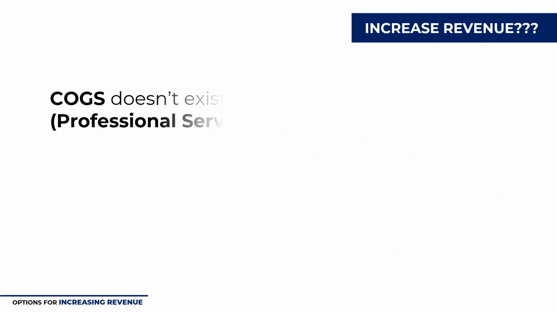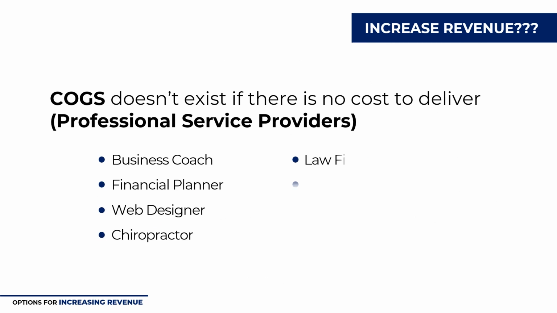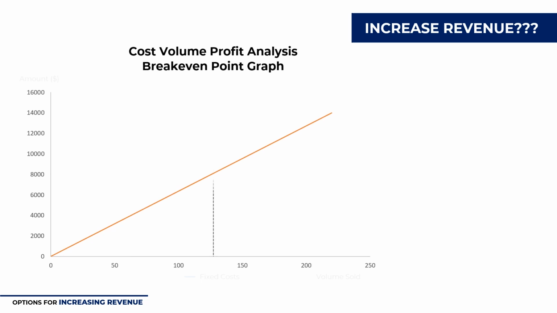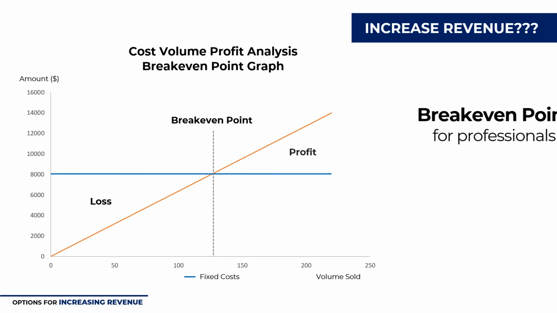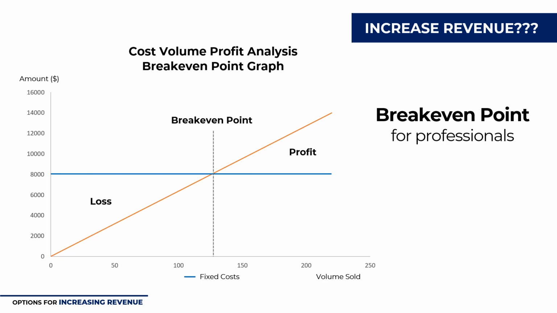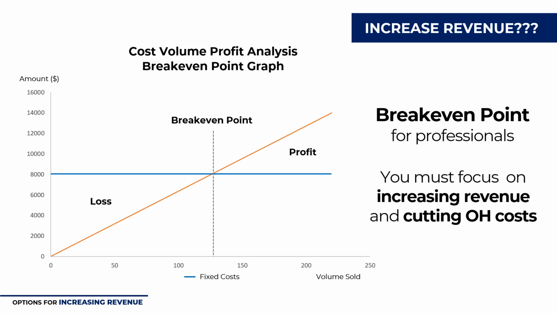But we also said in a previous lesson that COGS doesn't exist if there is no cost to deliver what you sell. Now, this is common for professional service providers listed here. This obviously affects their break-even point. Their visual representation looks like this. Their break-even point is equal to their overhead cost. Once they reach it, everything else is profit. So for professional service providers, they need to focus on increasing revenue and cutting overhead cost.